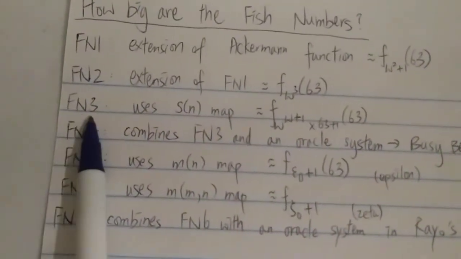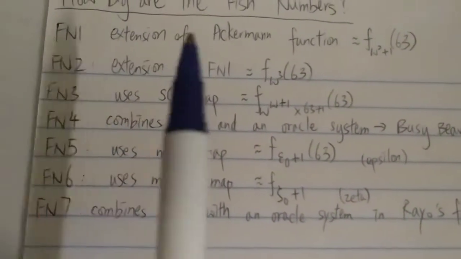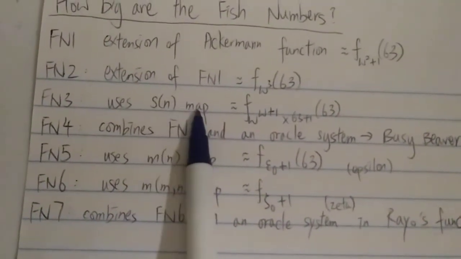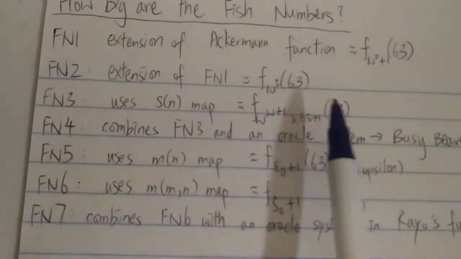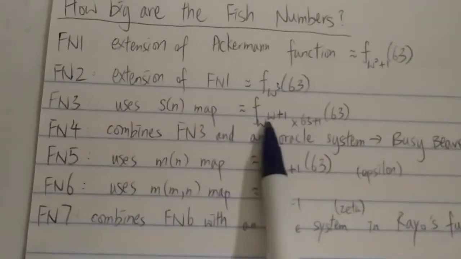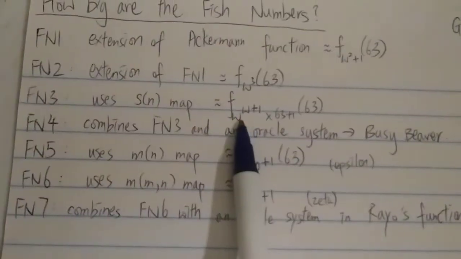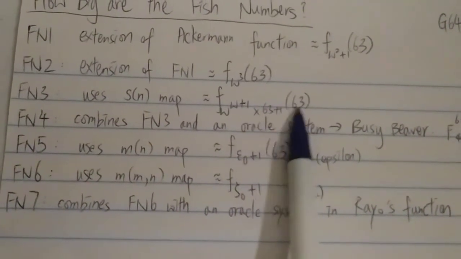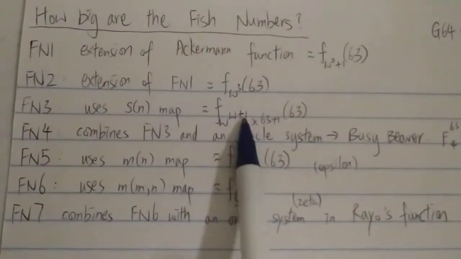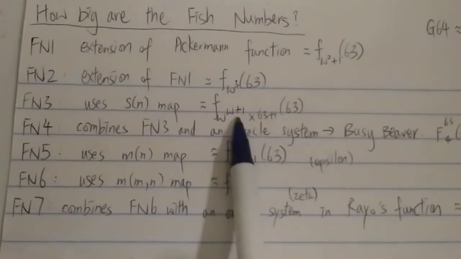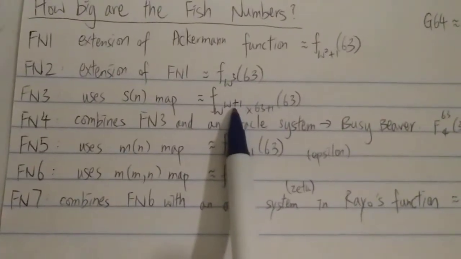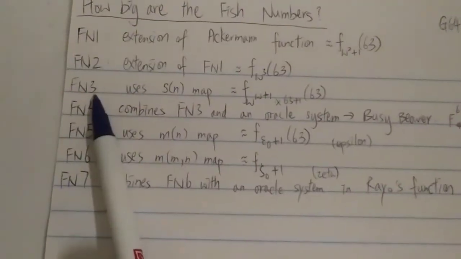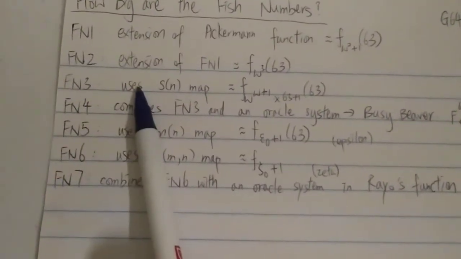The next one is Fish number 3, which is, I believe, the third smallest, and it uses something called the SN map. Again, you can look it up yourself. Its size is around f of omega to the omega plus 1 times 63 plus 163. Again, clearly you can look at the ordinal here: omega to the omega plus 1 is much bigger than omega cubed.